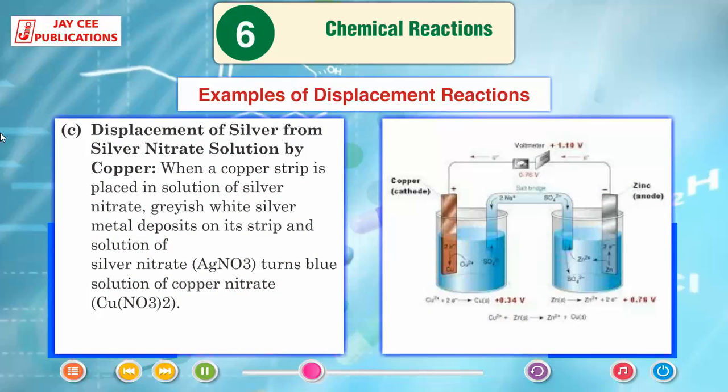Displacement of silver from silver nitrate solution by copper. When a copper strip is placed in a solution of silver nitrate, grayish white silver metal deposits on the strip and the solution of silver nitrate, AgNO3, turns into blue solution of copper nitrate too.